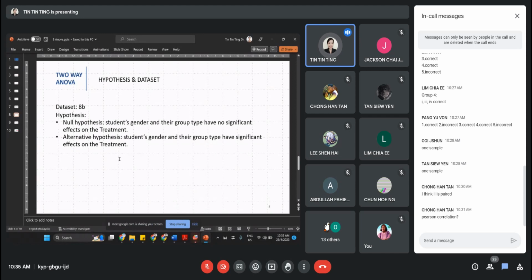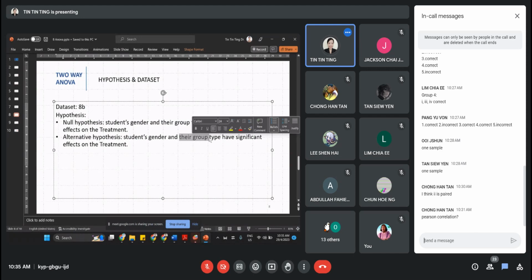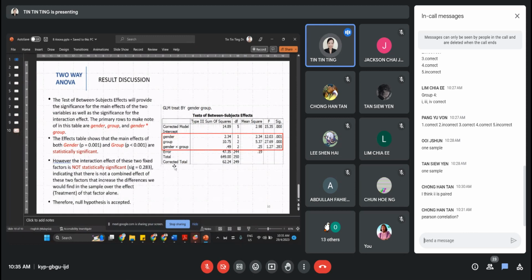Two-way ANOVA means you have one DV, but many IVs. In this case, gender and group type are 2 IVs. 2 IVs, but 1 DV. And the result will show this. Your individual IV will significantly affect the result of the treatment. The result of the treatment, maybe it is the test score, your midterm test.